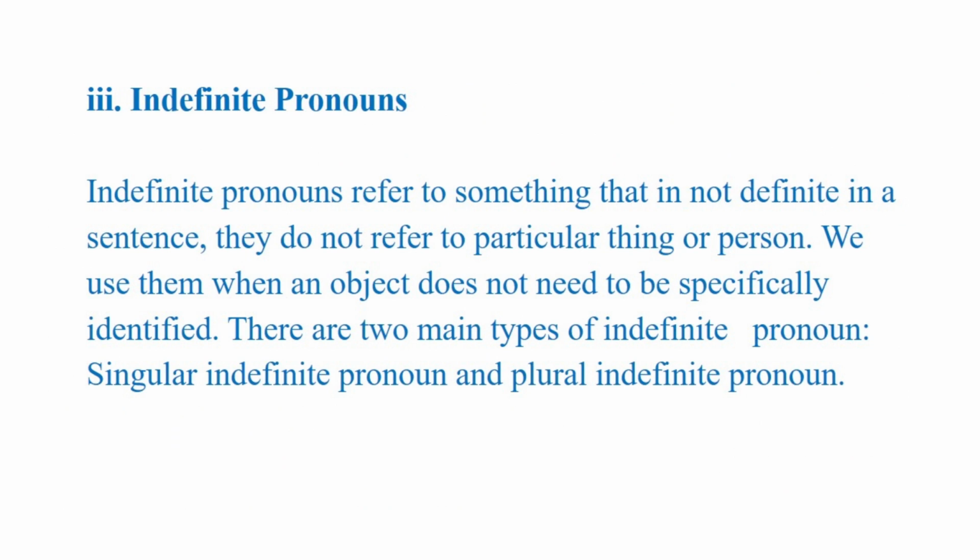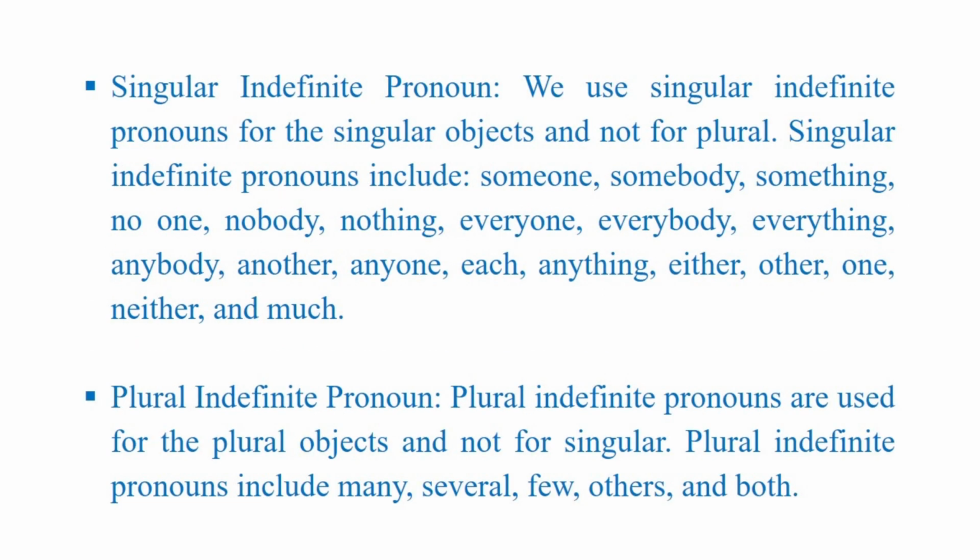3. Indefinite pronouns. Indefinite pronouns refer to something that is not definite in a sentence. They do not refer to a particular thing or person. We use them when an object does not need to be specifically identified. There are 2 main types of indefinite pronoun, singular indefinite pronoun and plural indefinite pronoun. Singular indefinite pronoun. We use singular indefinite pronouns for singular objects and not for plural.